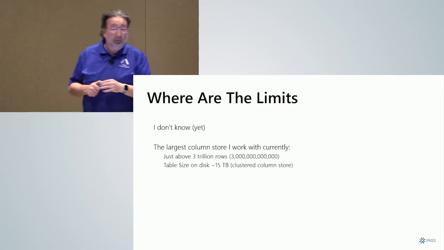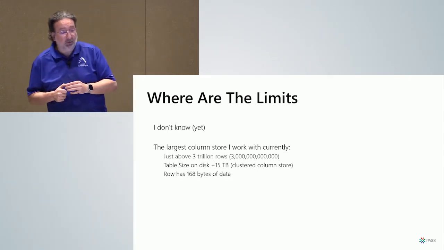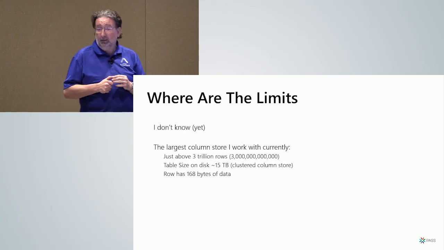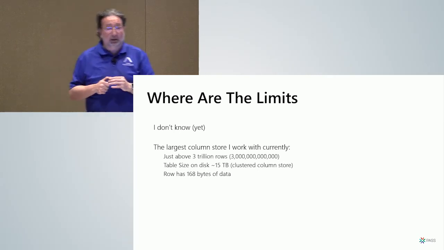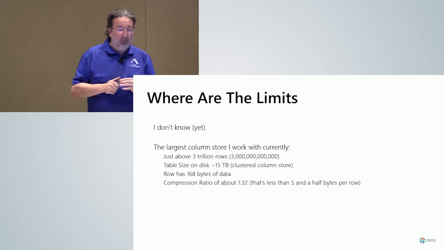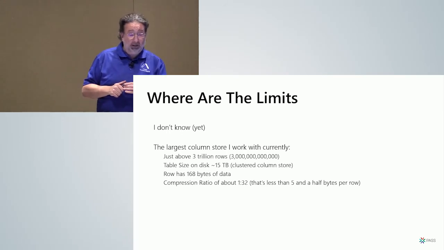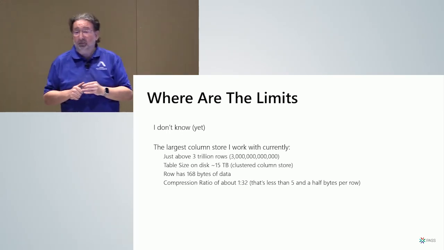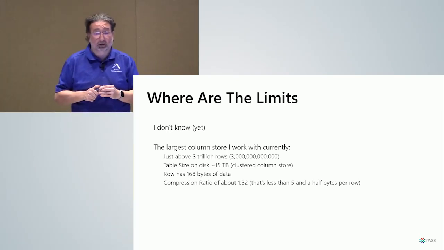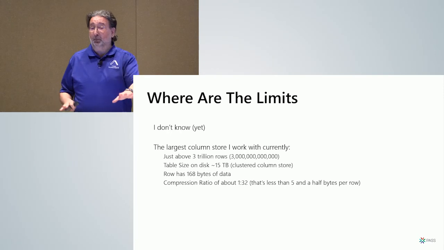That's about 15 terabytes in compressed form. The original table has 168 bytes of data in it, all less than 8 bytes apiece. So that gives us about a 1 to 32 compression, or 5.5 bytes on an average row. So I take 168 bytes and make them 5.5 bytes in Columnstore. That's insanely awesome. But also, if you try to export that data to anything else, it just explodes.